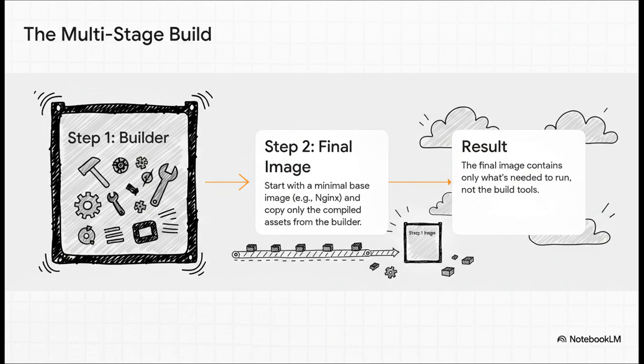Just think of it as a 2-step process. First, you use a big, beefy builder container that has all the tools you need to compile your code. Then, once that's done, you start fresh with a tiny minimal production image and you copy only the finished files into it. All that other build time junk just gets thrown away.